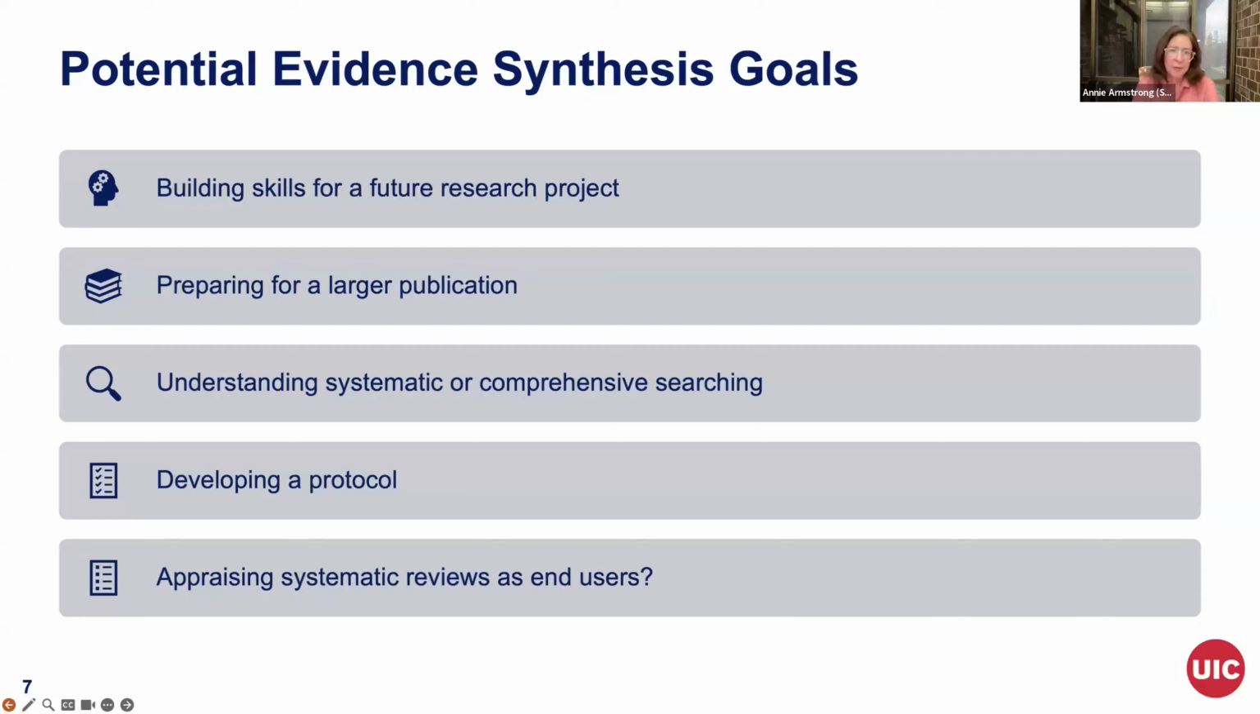And then another potential evidence synthesis goal might be appraising systematic reviews or scoping reviews, and doing some unpacking of what goes into building a review by looking at publications that already exist.